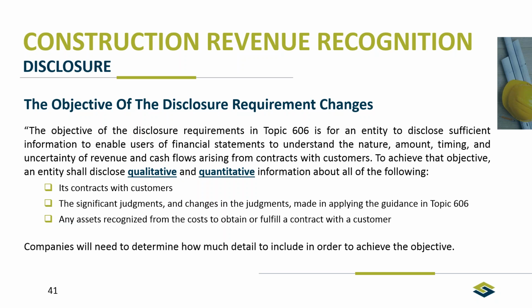So in order to achieve this, the new standard requires that companies disclose both qualitative and quantitative information in their financial statements about its contracts with customers, the significant judgments and changes in those judgments in applying these new standards, and any assets that are recognized from the cost to obtain or fulfill a contract with a customer.